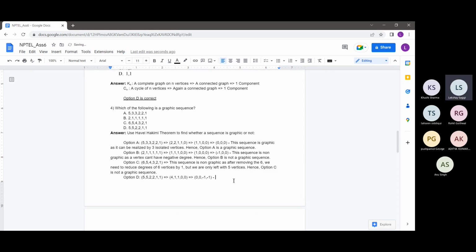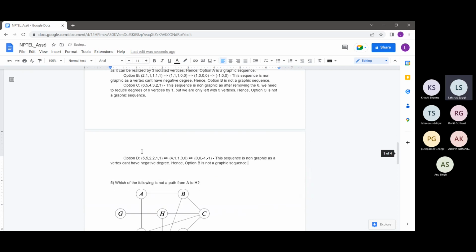So we can here easily see that this sequence is non-graphic. Again, the same reason as option B, as a vertex can't have negative degree. So I'll just copy paste the reasoning and not write it again. Okay, so yeah, we are at option D here. So this sequence is non-graphic as a vertex can't have negative degree, since here we have negative degree vertices, so this won't be a graphic sequence. So hence option D is not a graphic sequence.